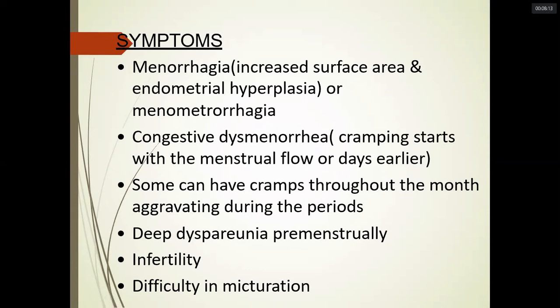Causes of menorrhagia are due to increased surface area. As the uterus size is increased, there will be more surface area, and during shedding from this enlarged surface area, there will be increased bleeding. So increased surface area and endometrial hyperplasia will cause menometrorrhagia. So it can also cause irregular menstruation along with menorrhagia, menometrorrhagia, and prolonged bleeding.